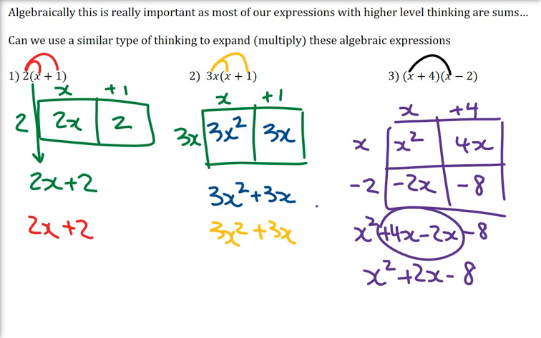x times x, x squared. x times minus 2 gives you the minus 2x. 4 times x gives you the 4x. 4 times negative 2 gives you the negative 8. Okay? Happy with that? Can you see how that method is called the kiwi in the puddle? Because it's like the reflection.